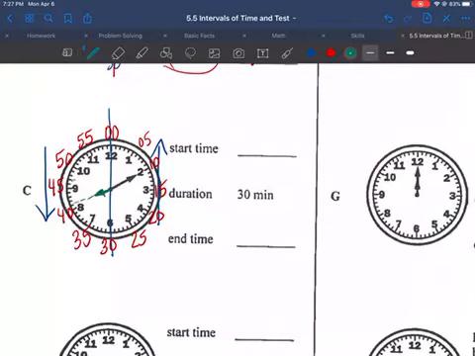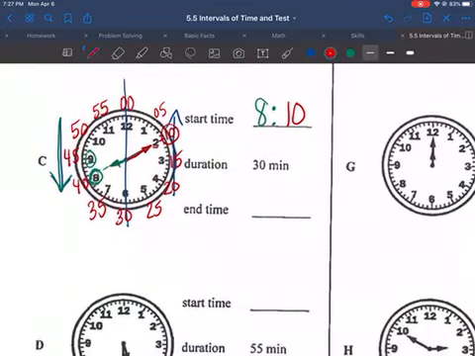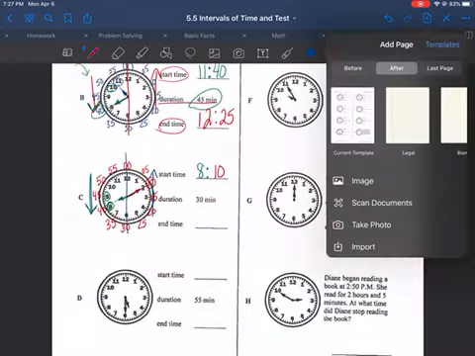I'm going to look at the hour hand. It's pointing between 9 and 8. The arrow says to look down. Which is down, the 9 or the 8? In this case it is the 8. So my hour is 8. How many minutes? It's pointing to the 2, which means 10 minutes.